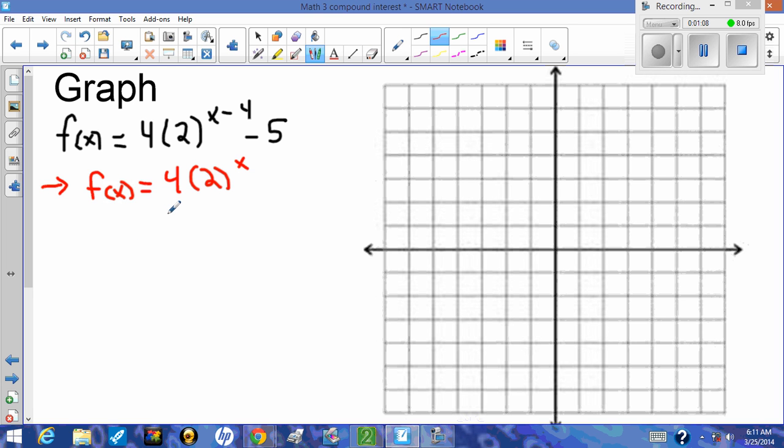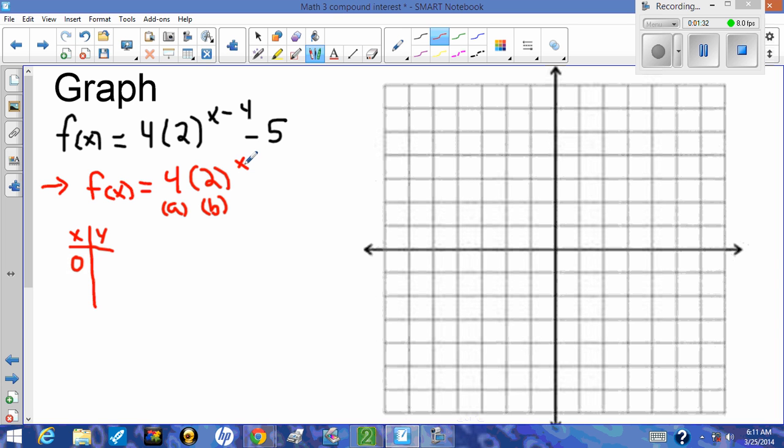So step number 1, we want to identify our A and B. A is always first, and B always has the variable exponent. So in this case, A is 4, and B is 2. I'm going to come over here, and I'm going to put in some points. So there's your X, here's your Y. I always like to start with 0, our initial amount. So 0 is always our A.